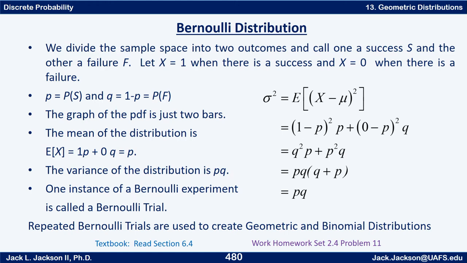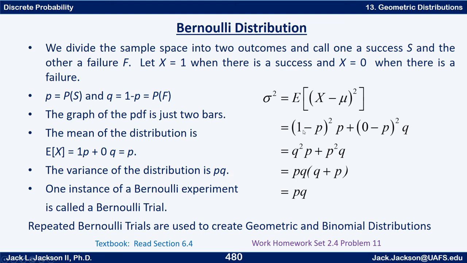The mean of the distribution is easy to figure out. It's the expected value of x. So when x is 1, that's a success, then the probability of success is p, plus the x value of 0 times the probability of a failure, which is q. Well, 0 times q is 0, plus 1 times p is just p, so p is the expected value. It's pretty easy to see that the variance is just p times q. Let's work it out here. The variance is the expected value of (x minus mu) squared.